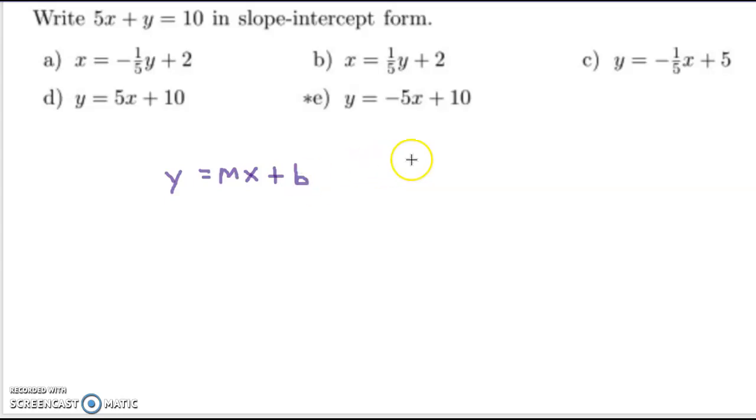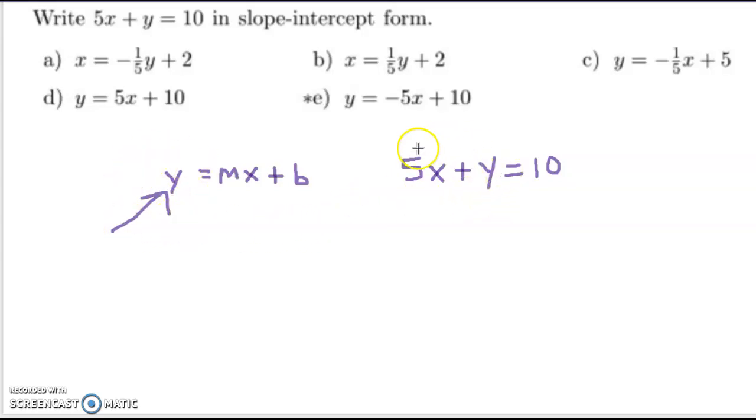But right now what we have is this: 5x plus y equals 10. Well, what's wrong with this? Well, first of all, the y needs to be by itself on the left side of my equal sign. It could be on the right side too. I prefer it on the left. So my y I want to get by itself.